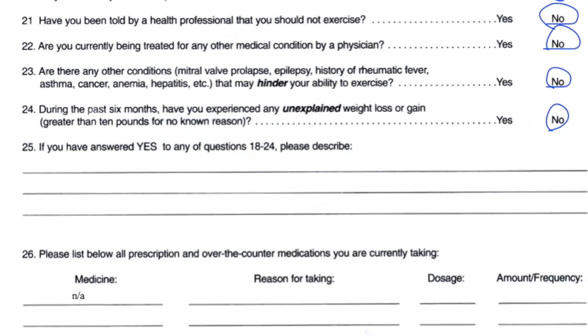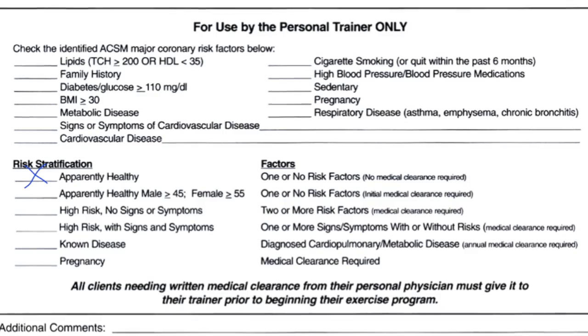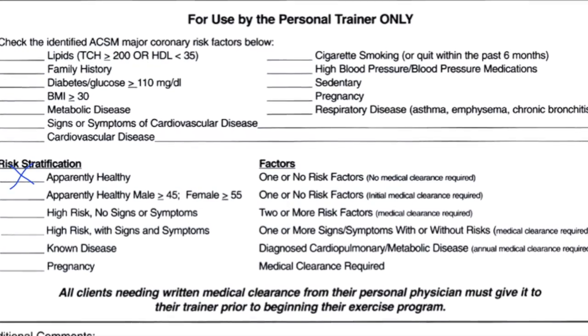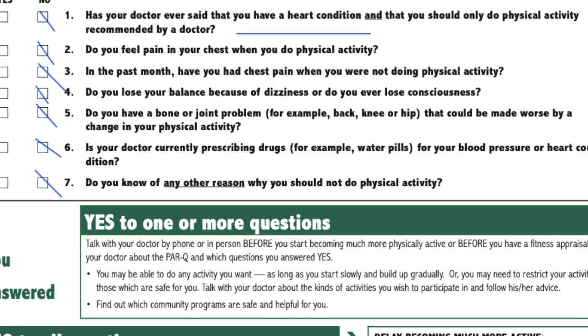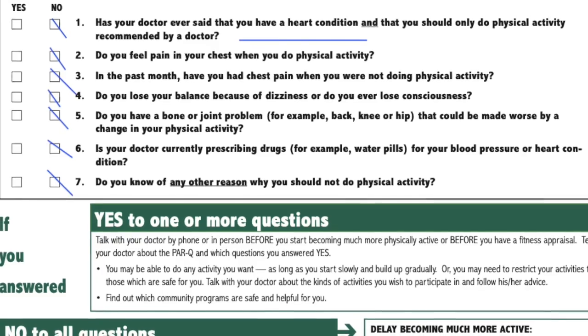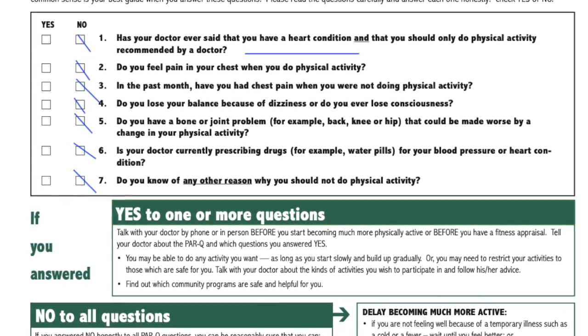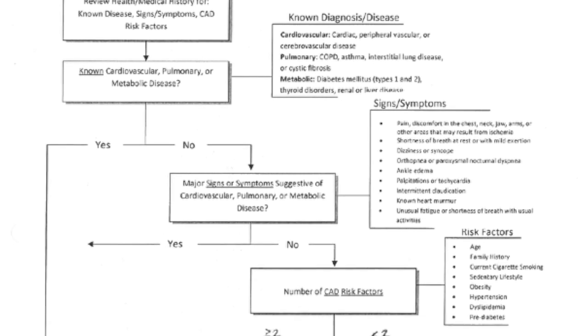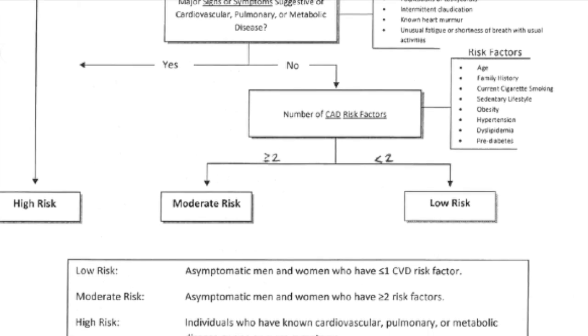From this, she does not currently take any medicine or has not taken any medicine in the last 6 months. And from this risk stratification, you can see that she is an apparently healthy adult. She does not have any factors or anything that may interrupt her life. In part Q, she does not have any heart attacks or heart conditions. And last but not least, she does not have any risk factors, so she's low risk.